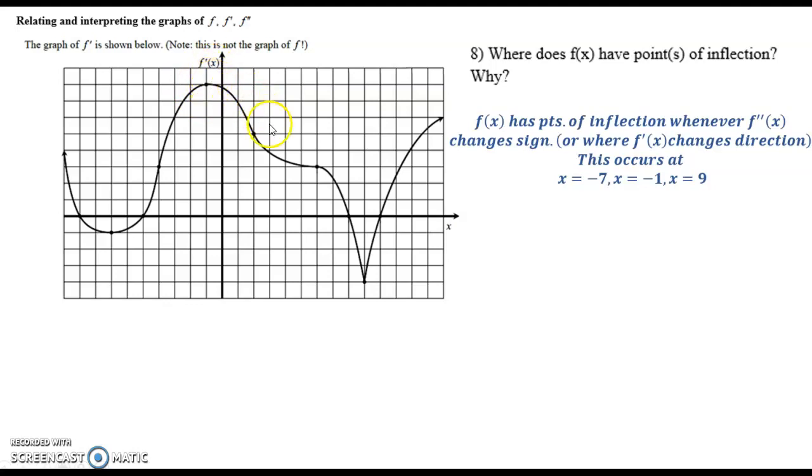The second derivative is negative, negative, negative, 0, but then negative, negative, negative, negative, until we get to 9. So we have a negative second derivative until we get to positive 9. And then we have a positive second derivative. So again, the second derivative is changing sign, point of inflection, at x equals 9.